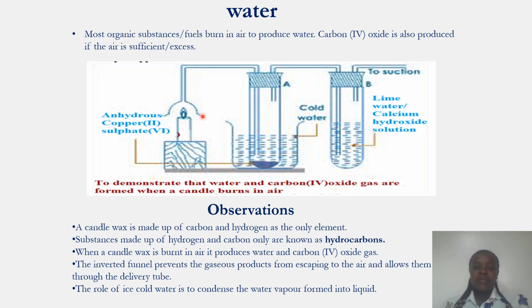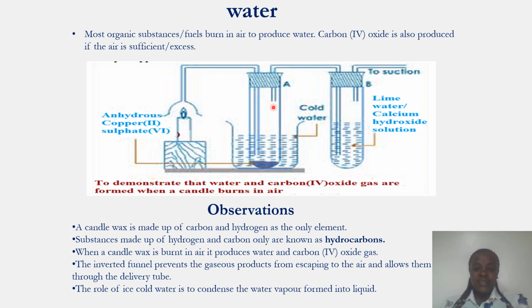So in this experiment here, we are going to prove that when we burn a candle, we produce carbon dioxide and water. So when we burn our candle here, the products formed will be moving in this delivery tube. The first product will be collected in the first test tube A. Then there will be anhydrous copper 2 sulfate in test tube A. That will be used to test for the products that will be formed in test tube A.